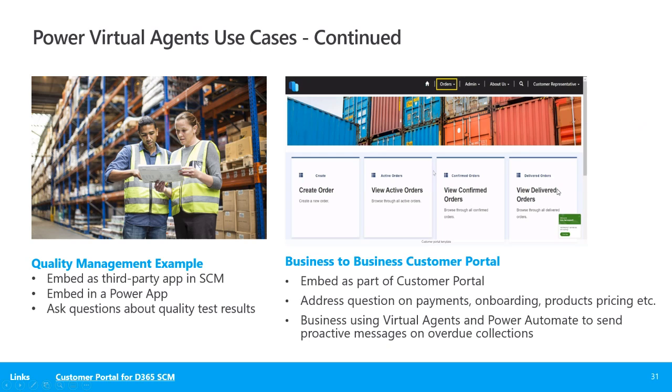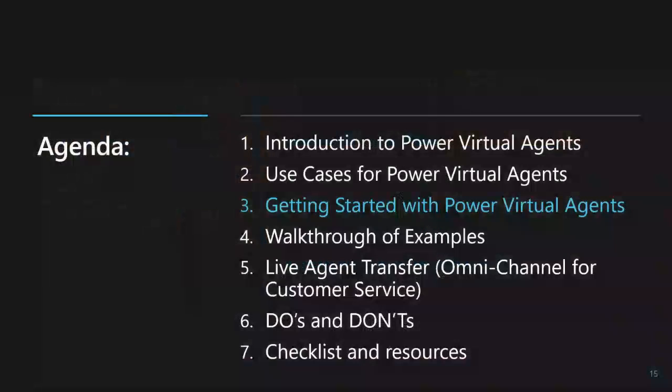And then the idea here is that we can use virtual agents alongside Power Automate, and we could send proactive messages, for example, from an AR perspective on overdue collections, or even send shipping notifications, things like that. So when we embed all of these things together and combine them, you can really start to automate these business processes. So let's go ahead and switch gears a little bit.